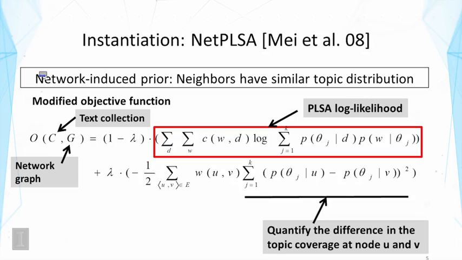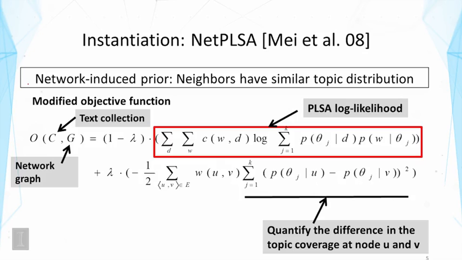And in particular, we see here it's to measure the difference between the topic coverage at node U and node V, the two adjacent nodes on the network. We want their distributions to be similar. So here we are computing the square of their differences, and we want to minimize this difference. And note that there's a negative sign in front of this whole sum here.